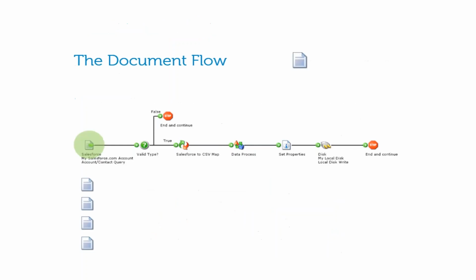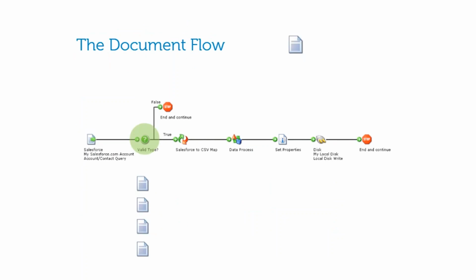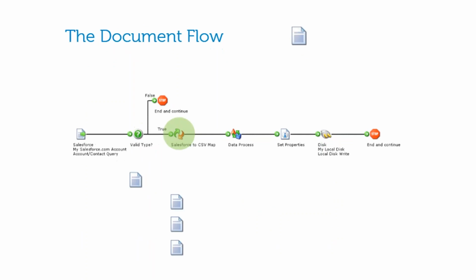Next is the document flow, just to see how the document flow works. We have an integration here from where we are retrieving data from Salesforce and placing that into disk. From Salesforce, I got 4 documents. Then I've checked the condition here about the type. 3 of my documents have passed the condition and 1 has failed.